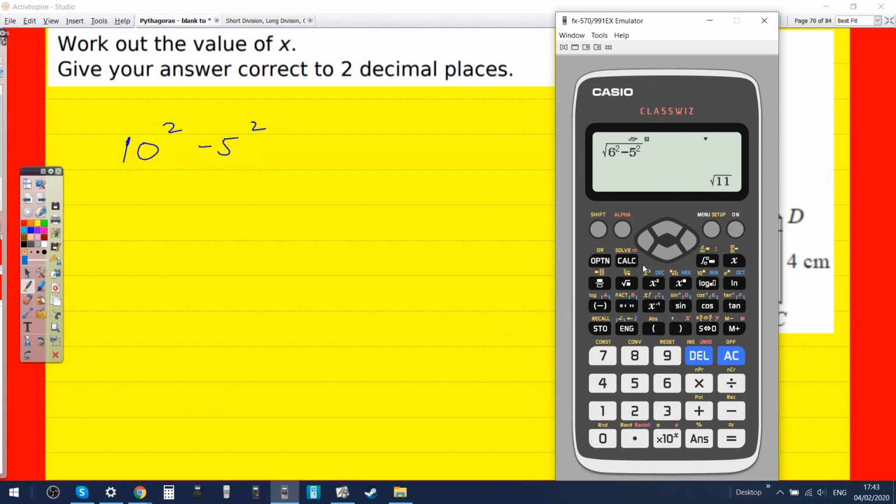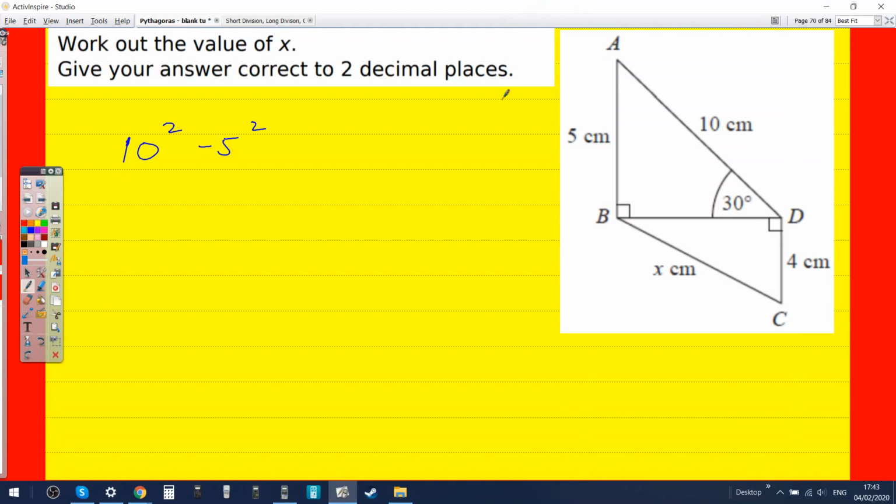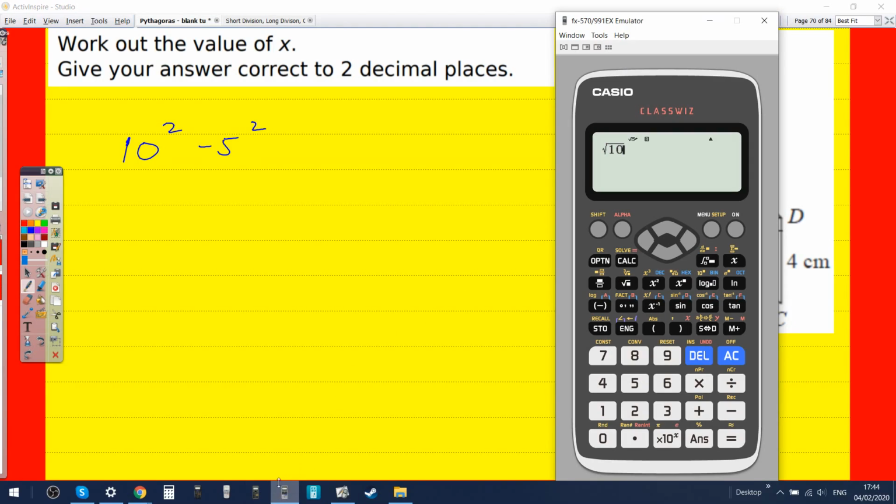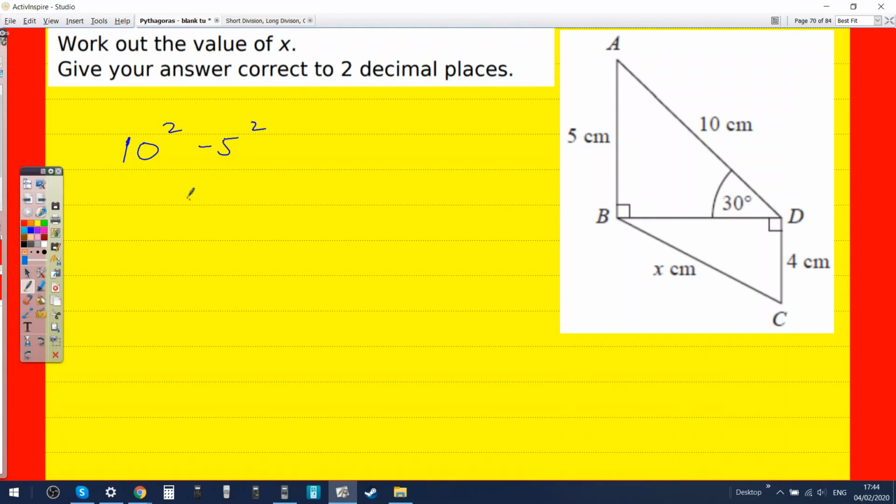So 75. Okay. And so is BD 75 long? No, you need to get the square root. Yes. So the answer is 8.66. Okay. So I'll just write down that's roughly equal to 8.66.